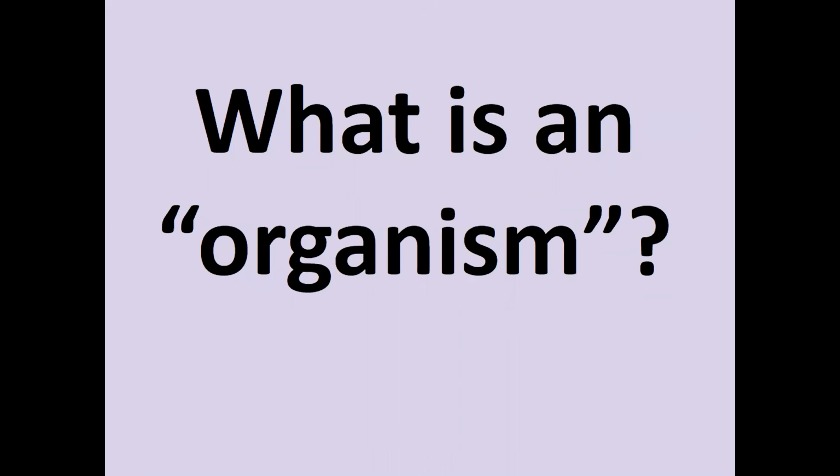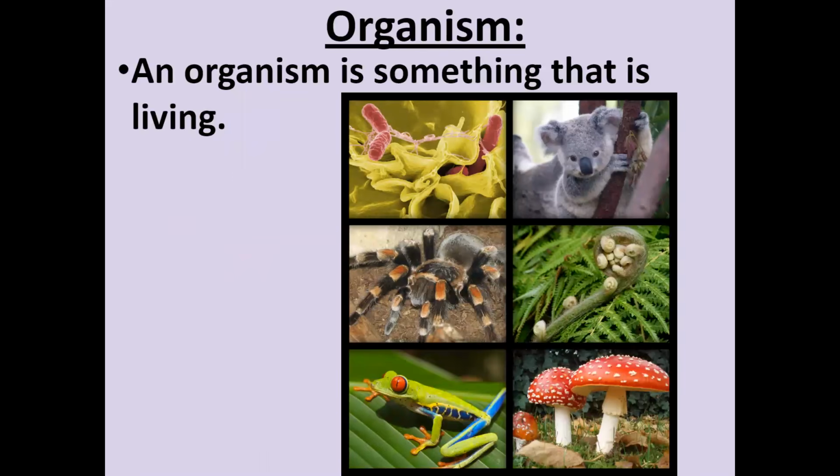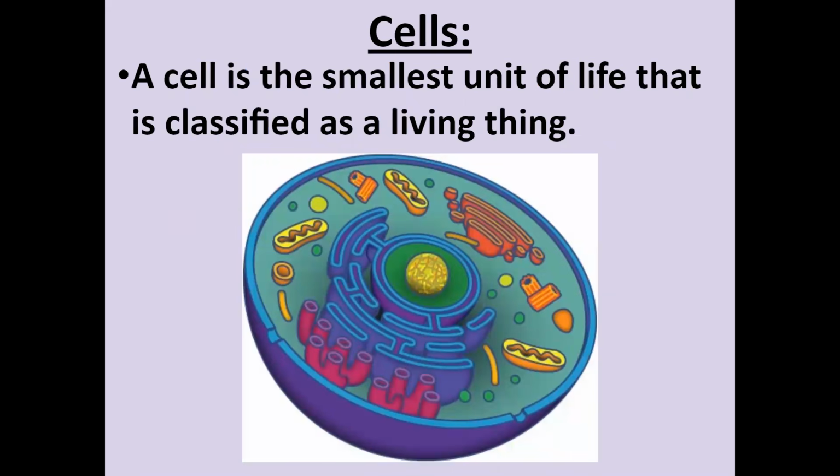First, we need to decide, what is an organism? An organism is something that is living. So anything that is living is considered an organism. You are an organism. Just going back, cells, that's the smallest unit of life that is classified as a living thing. It's a building block of life. Every living thing is made of cells.